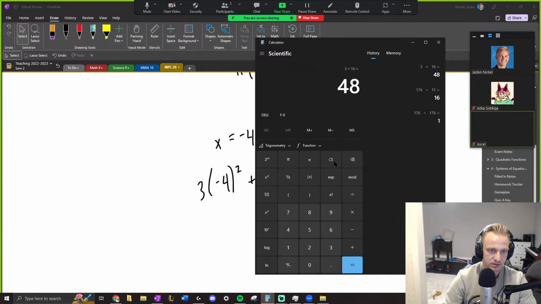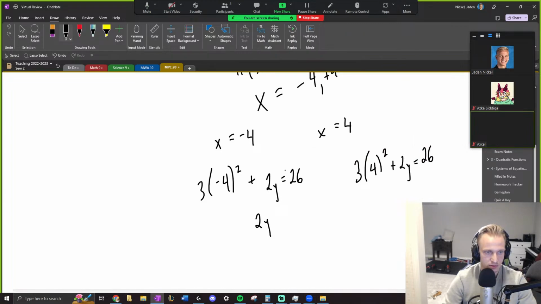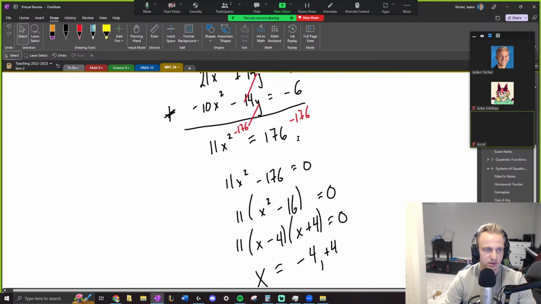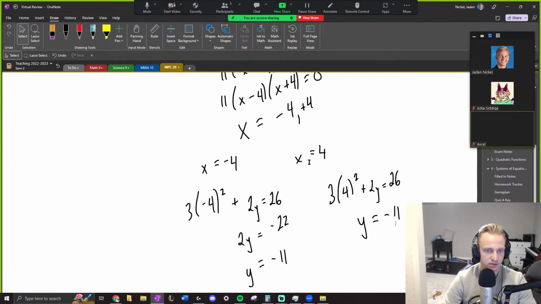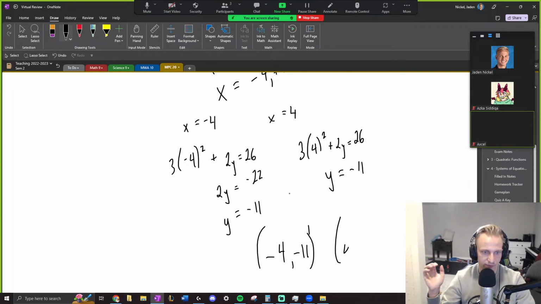48. 22. And you should get the same answer for this as well. And that would be, so your two solutions would be negative 4, negative 11, and 4, negative 11. Those would be your two answers for that one.